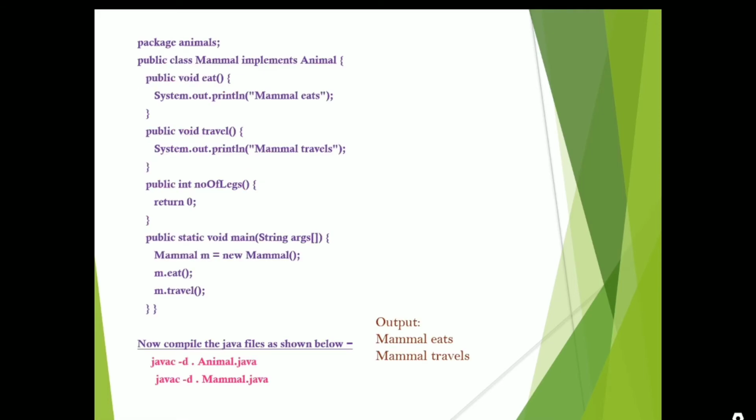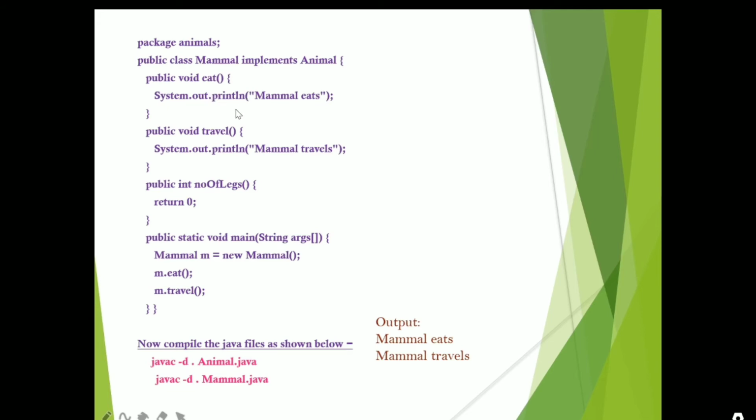Okay, here I am using the package. In the previous slide we created the animals package, which has the interface that is implemented in the package, which is the public class Mammal implements Animal. So Animal is the interface which is implemented by the Mammal class. Animal has the two methods eat and travel, and those abstract methods must be implemented in this class.